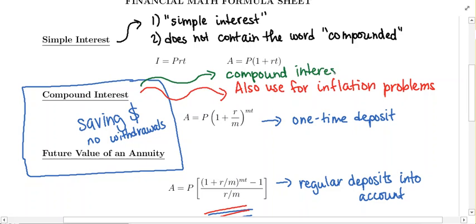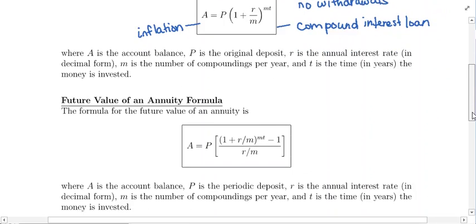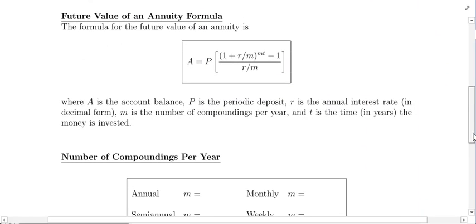All right, and now let's go back and review really quickly when you should use the future value of an annuity formula. So there's the formula for the future value of an annuity. It's a little bit more complicated than the compound interest formula, but the variables pretty much mean the same thing. A is the account balance, P is the periodic deposit that you're making because you're making those regular deposits with the annuity. R is the interest rate as a decimal, M is the number of compoundings per year, T is the time in years.